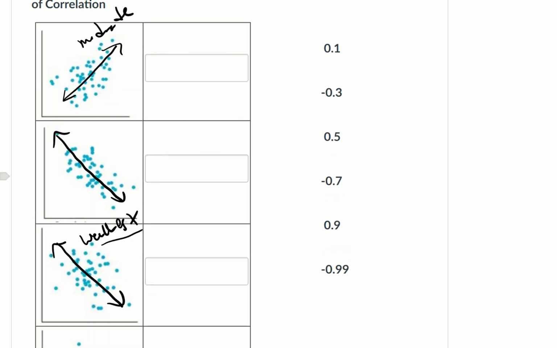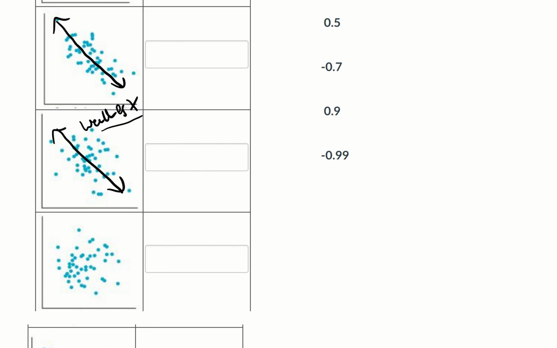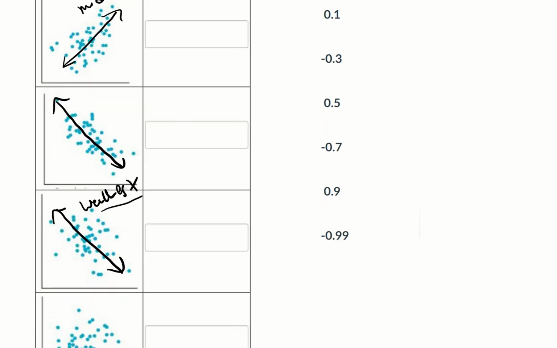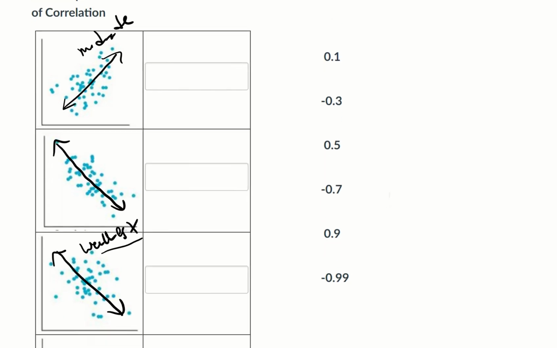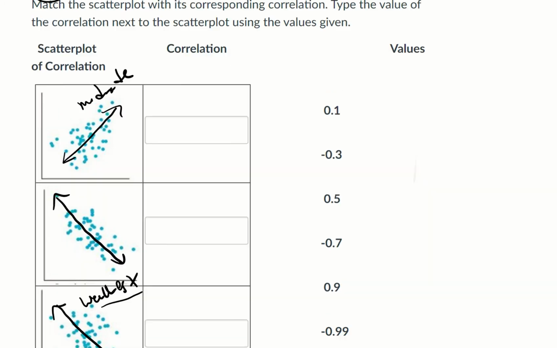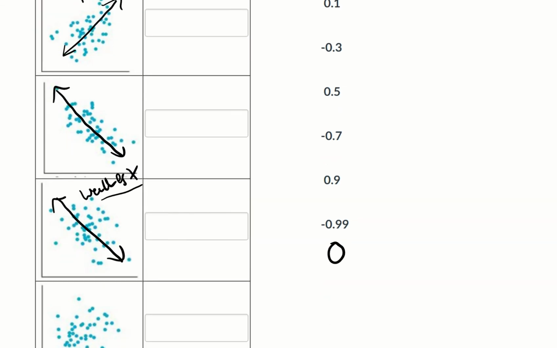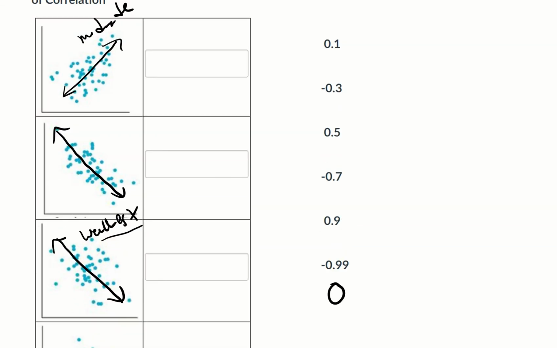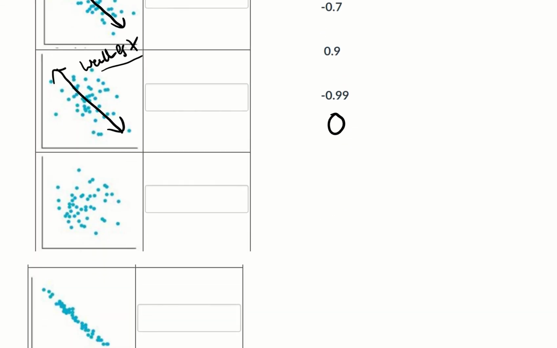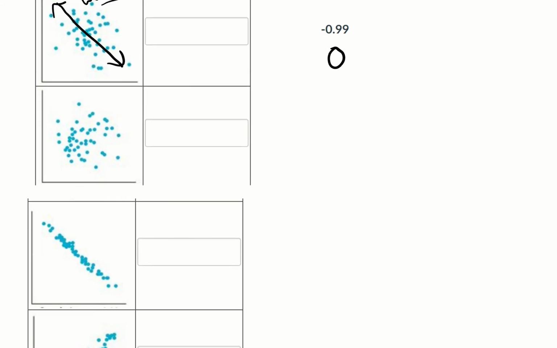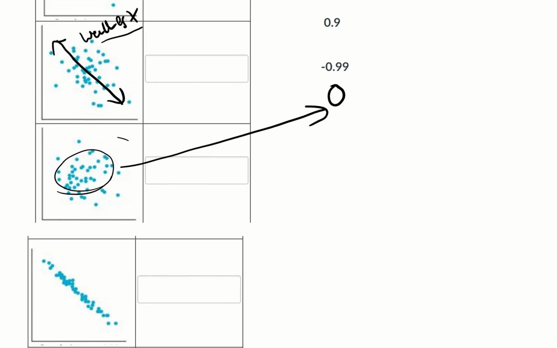Let's see here. Okay, I forgot to include a value. I'm missing a value on here that I didn't include. I should have included a value of 0. I just realized. So I got all these values, but 0 should be one of your choices. Here, there doesn't seem to be a clear relationship, so that's probably going to be the 0. So I'm going to match that up right away.